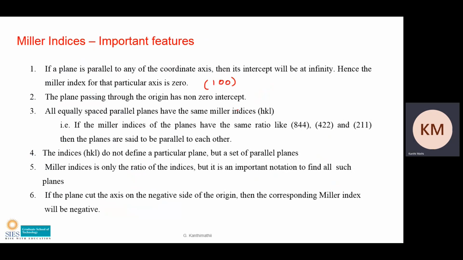And all equally spaced parallel planes have the same Miller indices. As already told to you, Miller indices do not define a particular plane but a set of parallel planes. So all equally spaced parallel planes have the same Miller indices. Also, ratios like 844, 422, 211, which are all the same, represent the same planes.